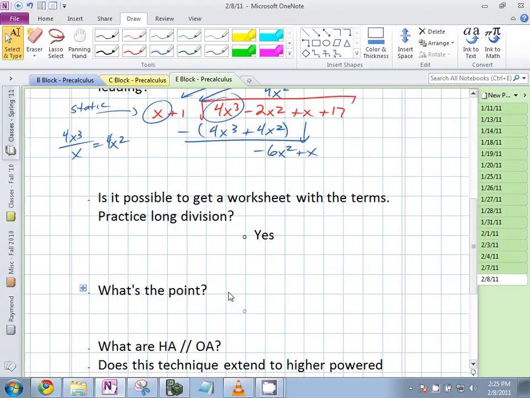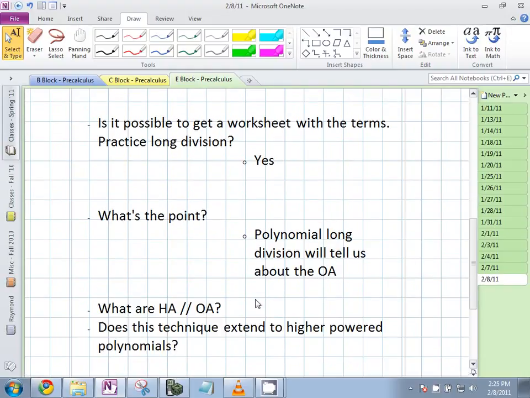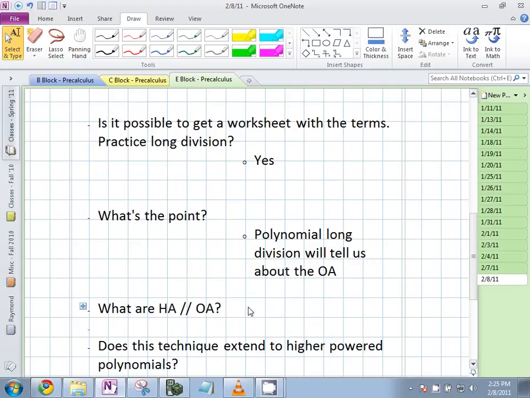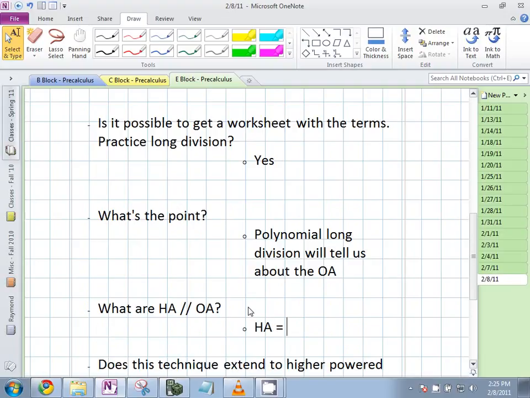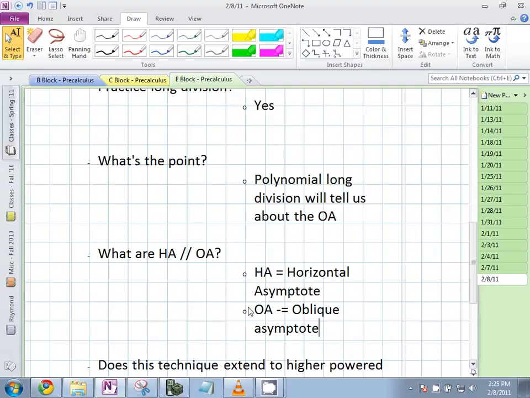What's the point? Polynomial long division will tell us about the oblique asymptotes. Exciting. Nope. What are horizontal? HA means horizontal asymptote, and OA equals oblique. What does oblique mean? Slanted, tilted, not horizontal, not vertical.